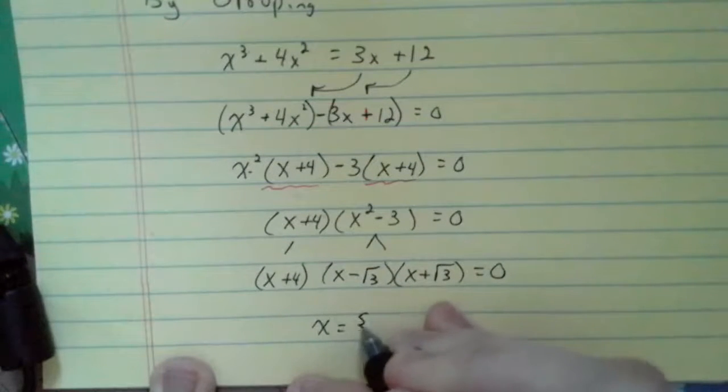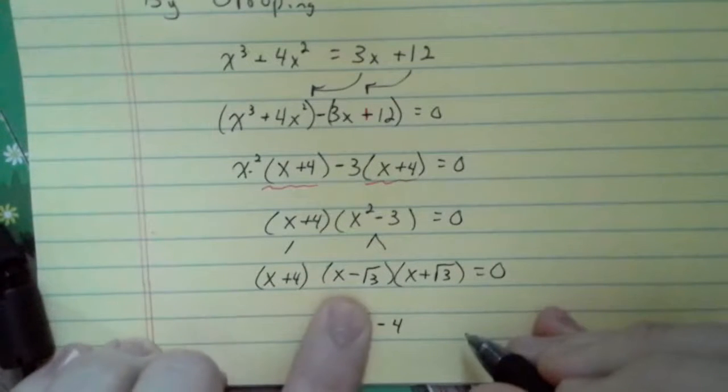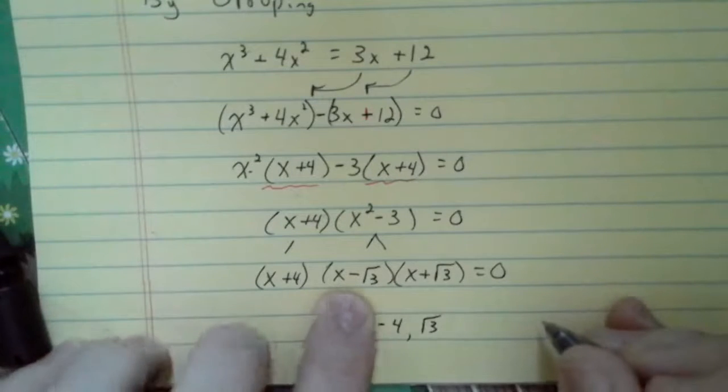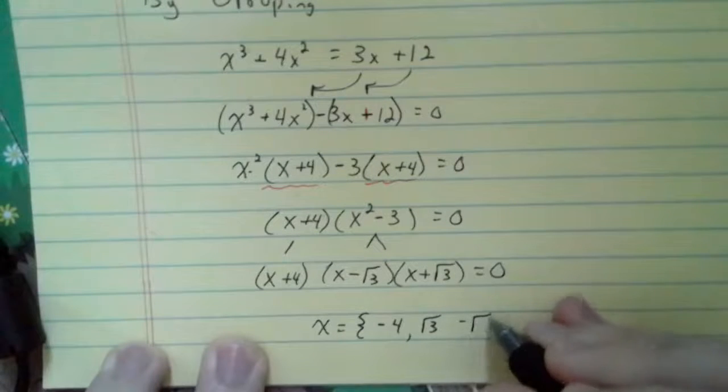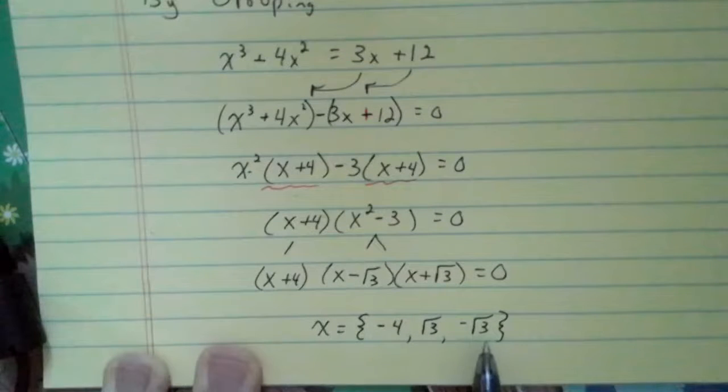Okay. So now I can write my solution set. x equals negative 4 makes that one equal 0. Positive square root of 3 makes that one equal 0. And negative square root of 3 makes that one equal 0. You can see this solution set contains 3 answers.